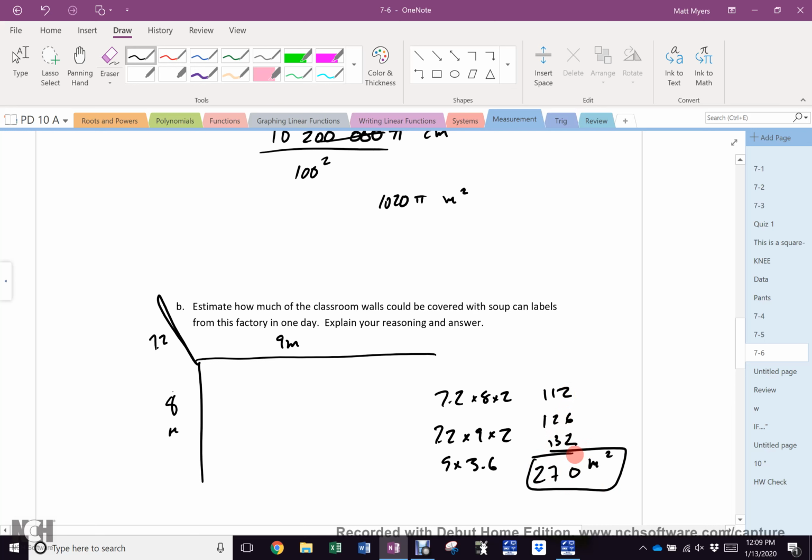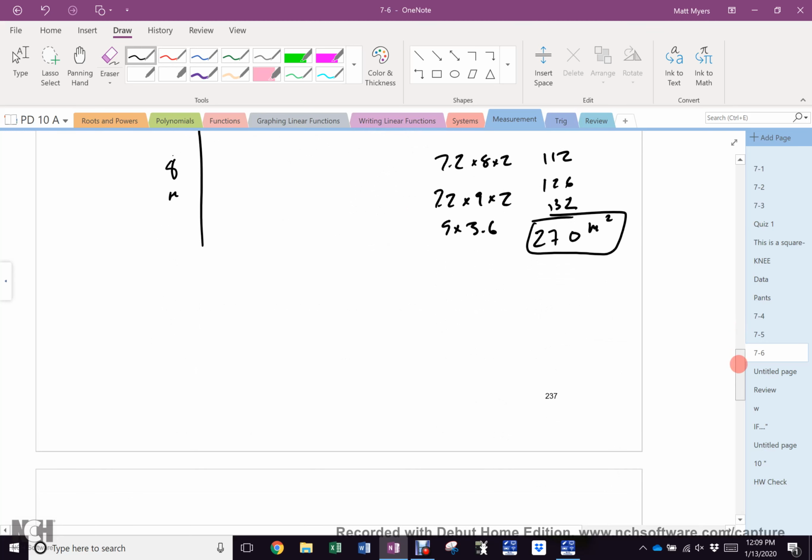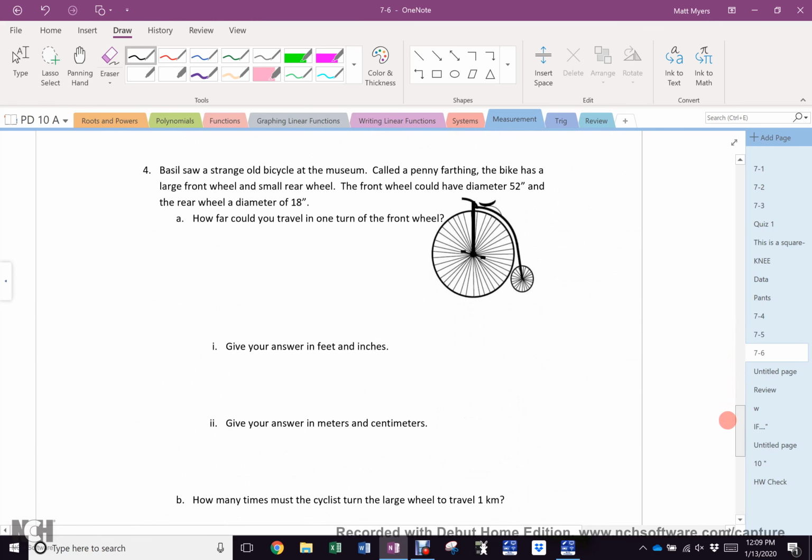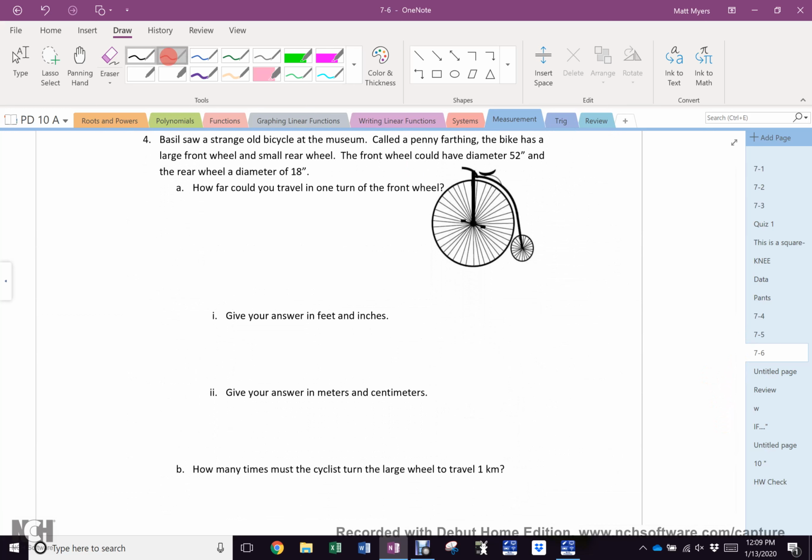Right? How much paper am I using? 1,020 pi, right? Which is like 3,500, yeah? So how many times could I cover it? Like 10 times would be 2,700. Okay. Bigger. It's like 15. There you go. Wow. All right. And lastly, how far can you travel in one turn of the wheel?